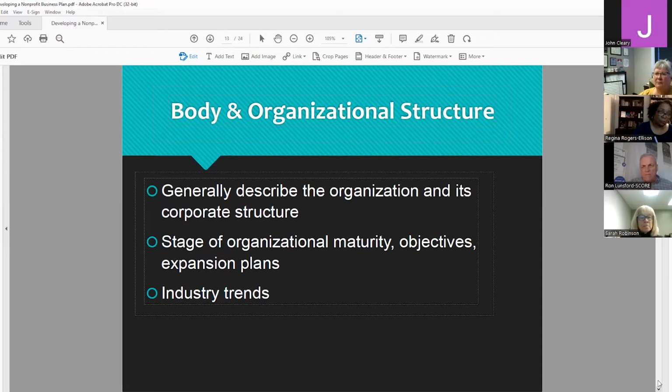And I know sometimes I've worked with people that want to start a small church, but then the church wants to provide services to the homeless. And then down the road, they want to provide childcare. And down the road, they want to add something else. So think about that. And then also the industry trends. So what's going on in the industry?